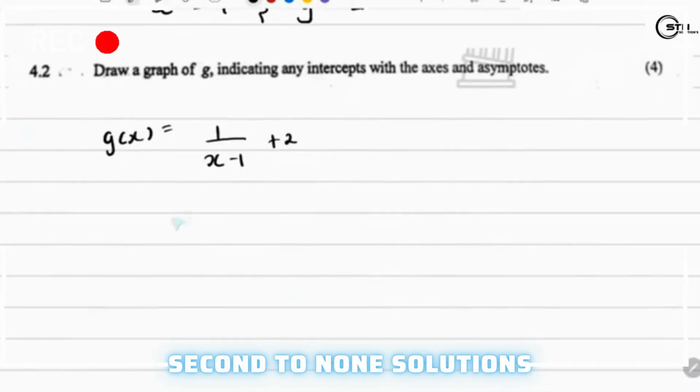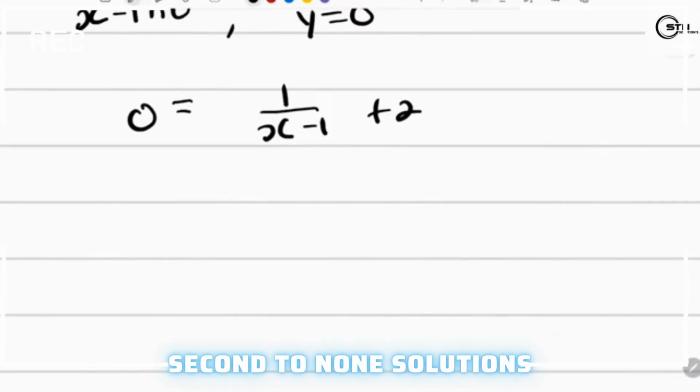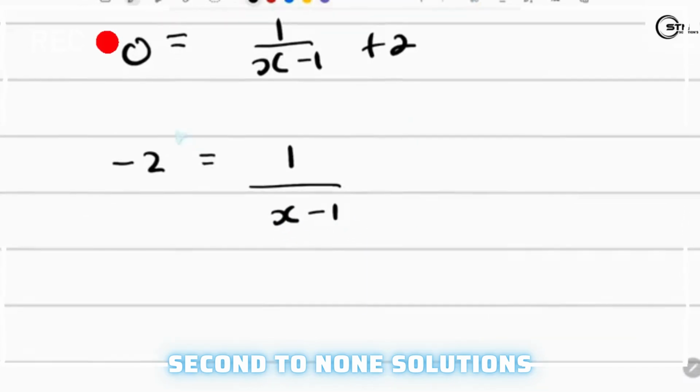So first of all, we can go ahead and find our x-intercept. To find the x-intercept, you just have to make y equal to 0. So our y is our g of x, of course. So we say 0 is equal to 1 over x minus 1 plus 2. To solve for this, you can take the 2 over, and it becomes negative 2 is equal to 1 over x minus 1. So you have a number, a fraction, and an equal sign. Just turn the number into a fraction by putting it over 1, and then cross multiply.